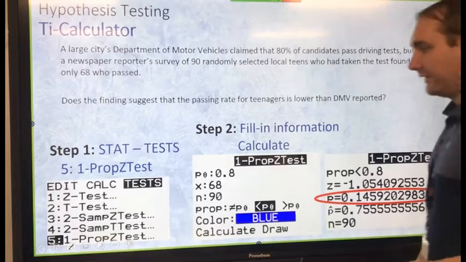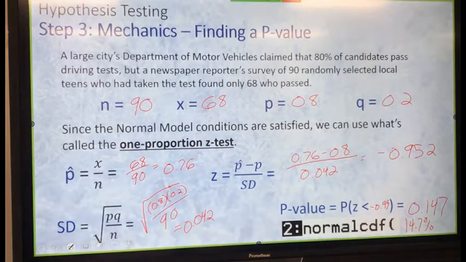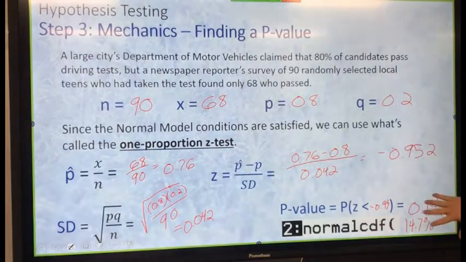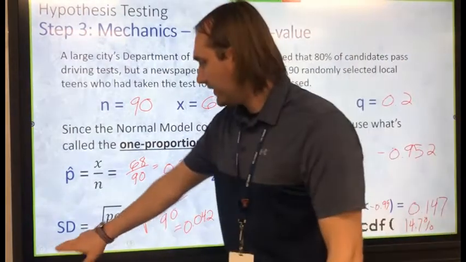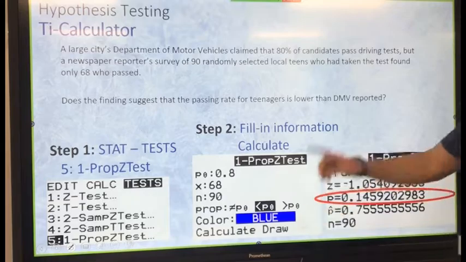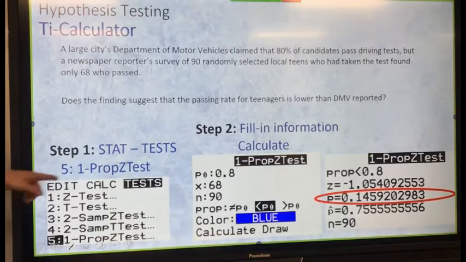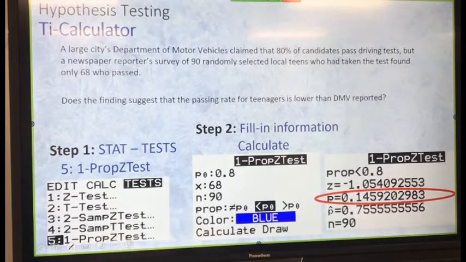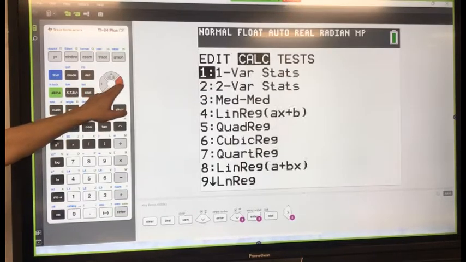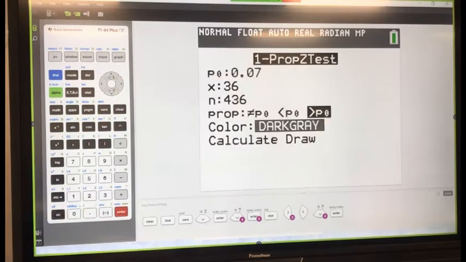Now, good news is the calculator can actually do this entire mechanics part for you. So instead of having to list this all out, find your p-hat, standard deviation, to find the z-value, to get a p-value, the calculator can actually calculate the one proportion z-test. And here's how it looks. You need to go to stat test number 5. So nicely it is labeled proportion z-test, which is what we're trying to find. So stat, test, one proportion z-test. Enter.